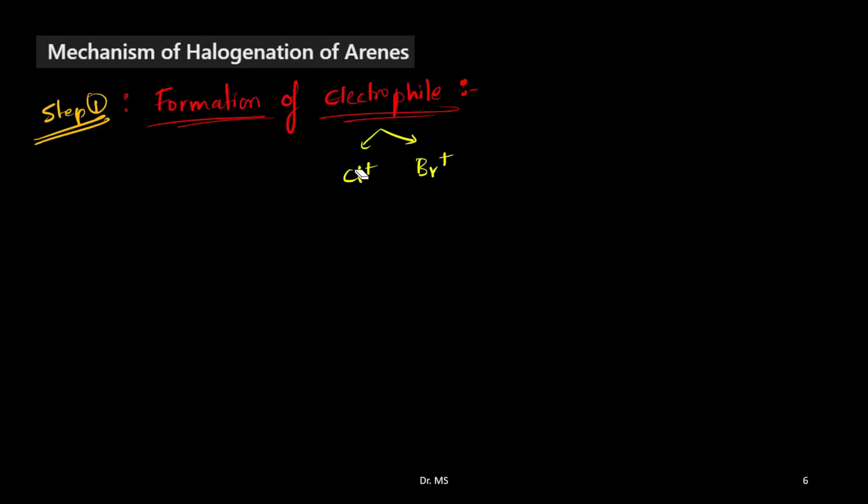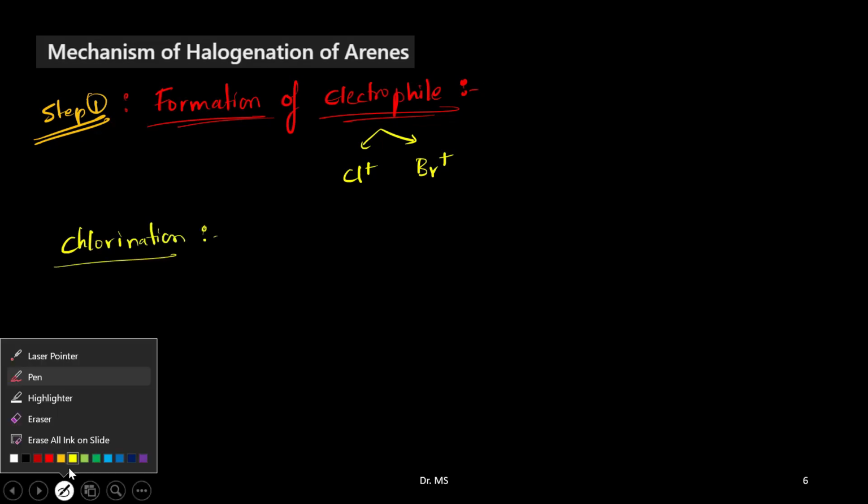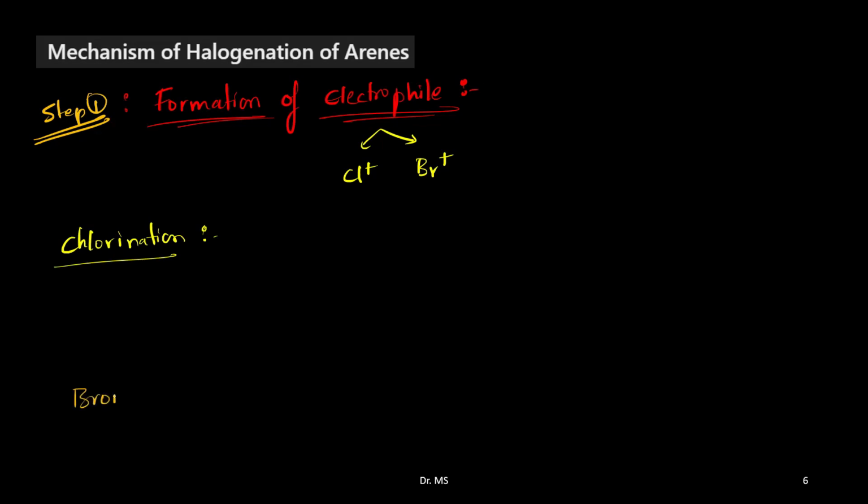Forming the chlorine electrophile we call chlorination, and forming the bromine electrophile we call bromination. So bromination means you are forming the Br plus, chlorination means you are forming the Cl plus. That exactly happens like this: the Cl2 will react with the iron chloride, FeCl3. Actually, this is called the ferric chloride. So remember this, this is called the ferric chloride.